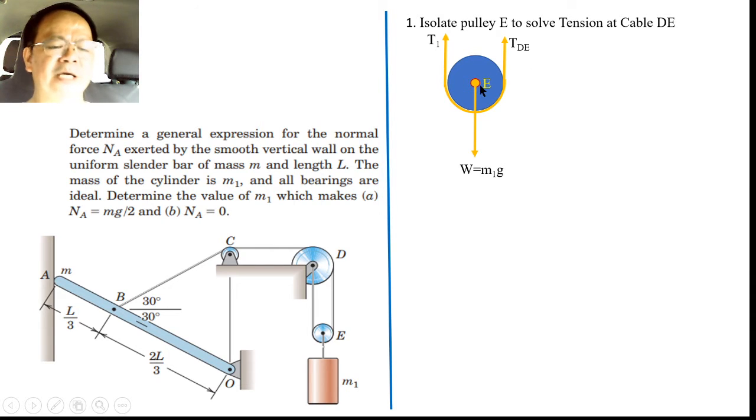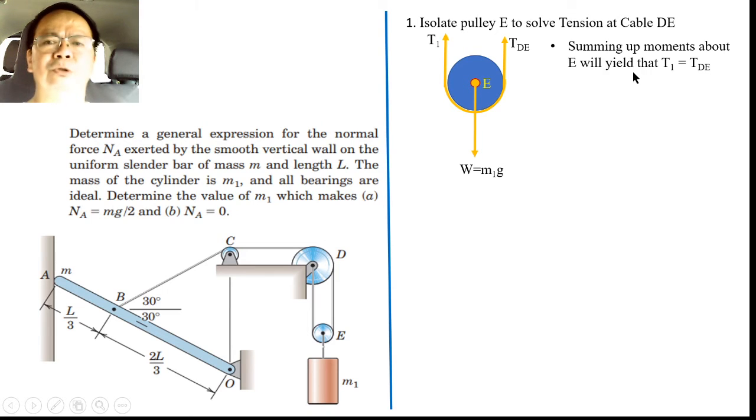If we take moment about E, then that equation will yield T sub 1 equal to T of DE, because the two will be causing a moment about E in the opposite direction, and whose moment arm shall be the same. Hence, the moment arm will cancel, and T sub 1 will become equal to T sub 2. And that is our equation.